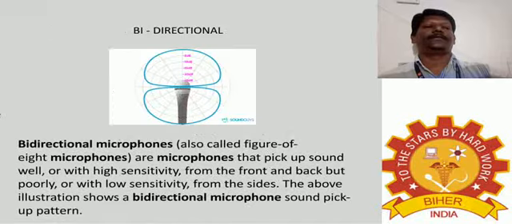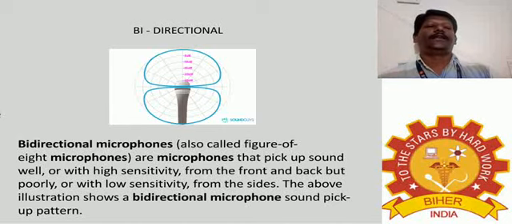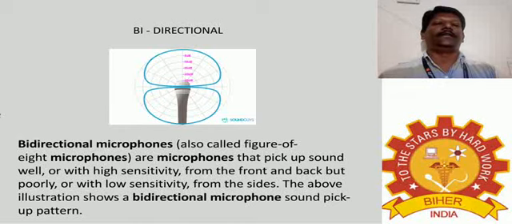Then bidirectional. In this type of polar pattern, the microphone is sensitive to sound from both the front and rear side. At 0°, the front side, and 180°, the rear side, both are sensitive areas. And 90° and 270° are less sensitive areas.